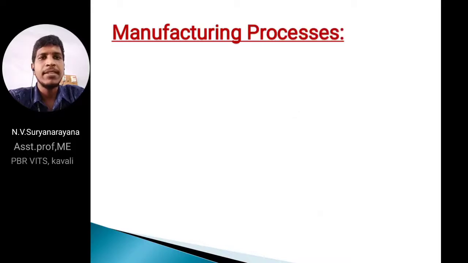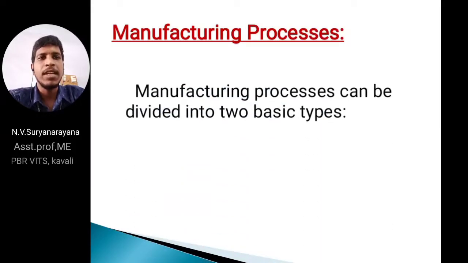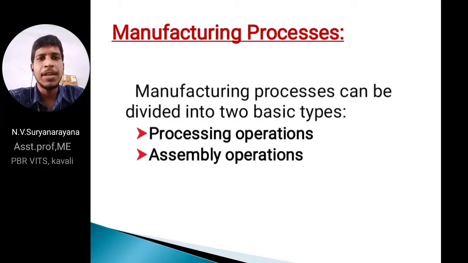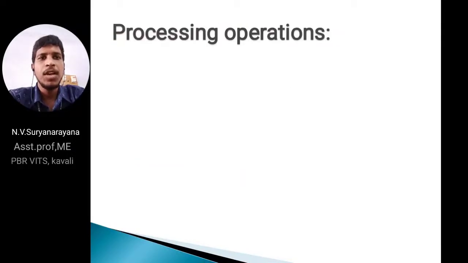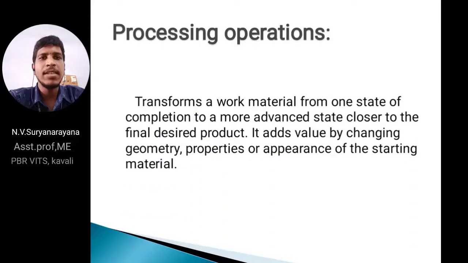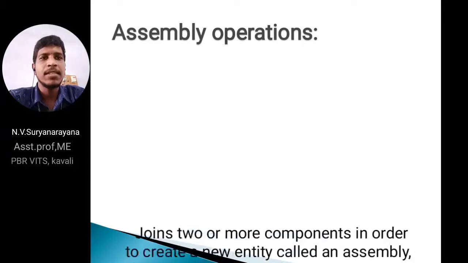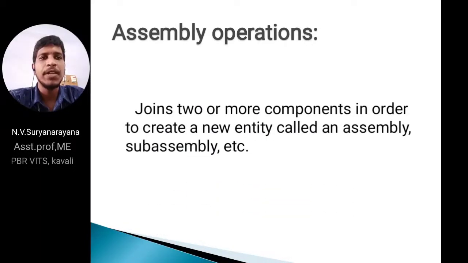That is about manufacturing. And next, manufacturing process. We already know that two types of process are there: processing operations and assembly operations. First of all, processing is nothing but transforming a work material from one state to another state by using different phenomena. Next, assembly operations. Assembly is nothing but joining two or more components in order to create a new entity. It is known as assembly or sub-assembly process.